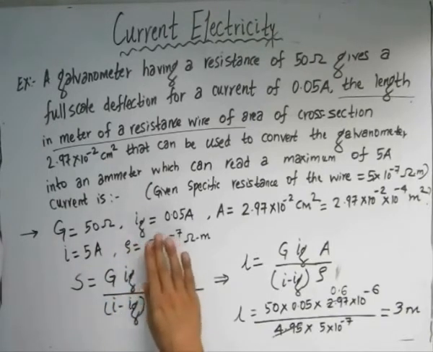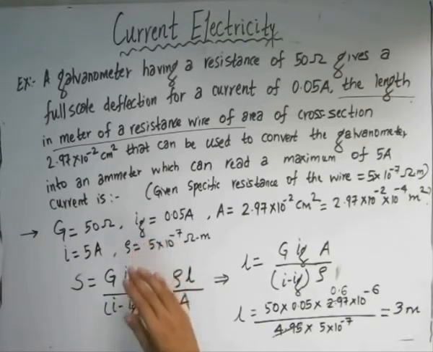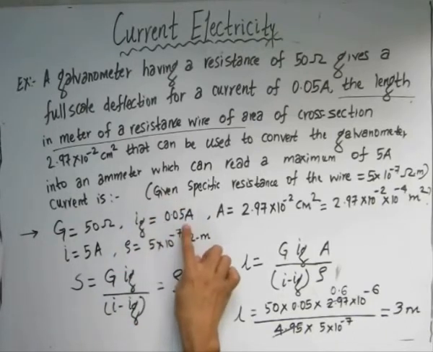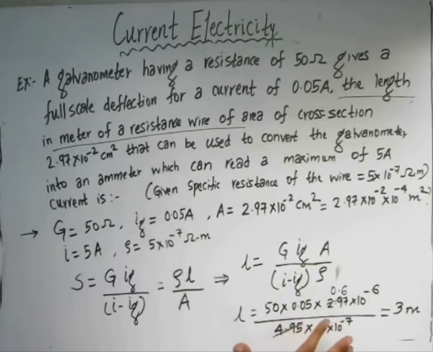Initially the maximum current which could pass through the galvanometer was 0.05 ampere. It can't measure a current above 0.05 ampere. But now by connecting this resistance in shunt across the galvanometer, we can measure a maximum of 5 ampere of current. So this is the significance of connecting a shunt resistance. Basically, the value of the shunt resistance has to be very small so that the net resistance of the ammeter is very small. It shouldn't be large.